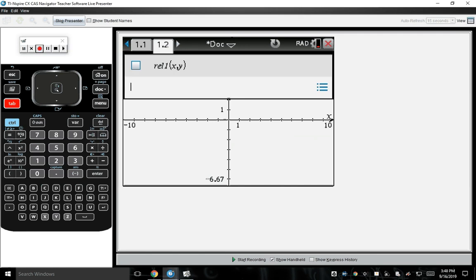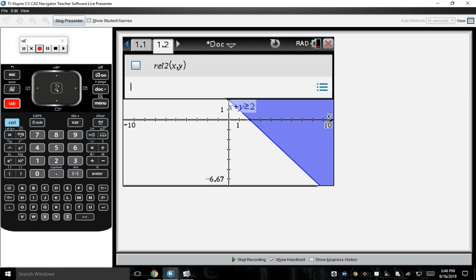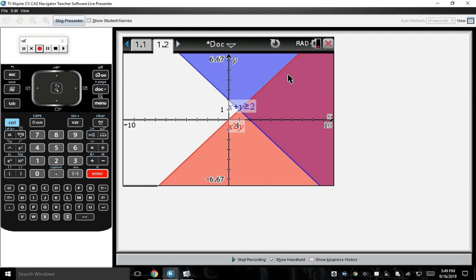So tab, x plus y is greater than or equal to 2. There it is. X is greater than or equal to y. It's coming. We'll press tab. X is greater than or equal to y. And there it is. Now I'm not going to finish this because we already know what the graph looks like. I just wanted to show you with this. Let me show you.